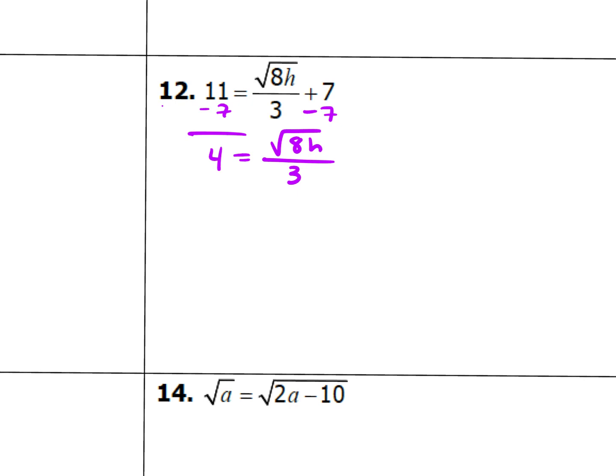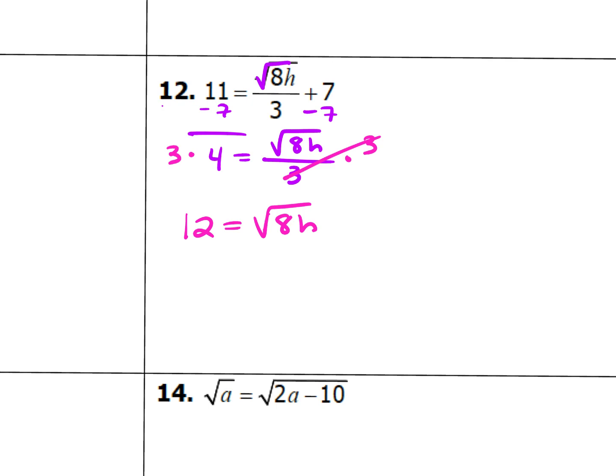Is this isolated? No. Because the radical, notice where the radical is. If the radical was like this, then it's isolated. But the radical's just in the numerator on this one, so it's not. So how do we isolate it? Multiply by 3. So this is 12 equals the square root of 8h. Now is it isolated? Now it is.